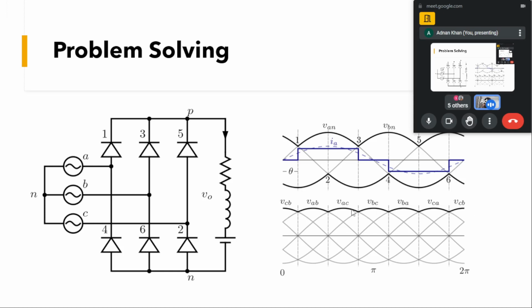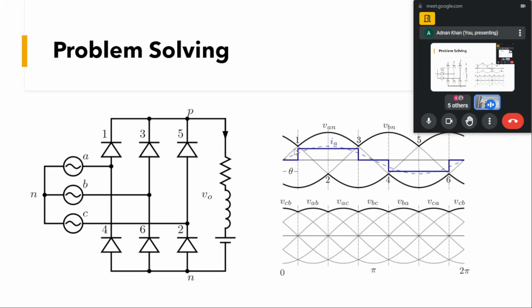Here you can see that the load voltage has 6 pulses of 60 degrees, and the peak will be the peak of the line voltage, which will be around 560 to 580. If it is a 400 volt line to line, that peak will be around 560, or 586. So we'll have a 6 pulse voltage across this load.